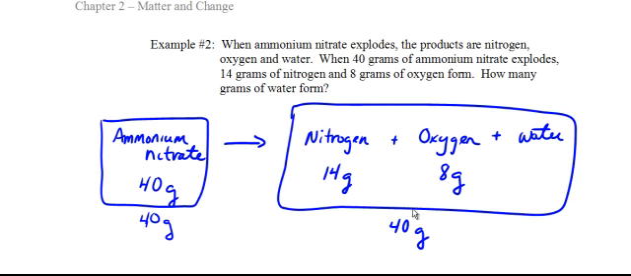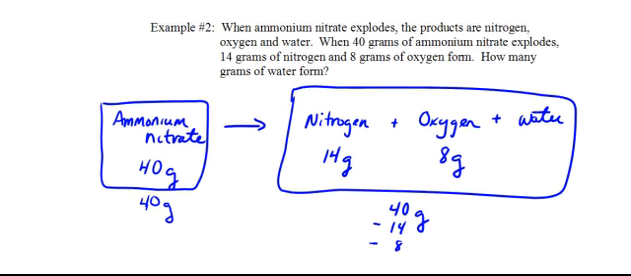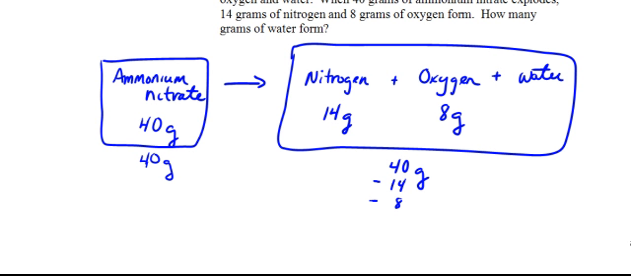So 40 grams total of product are going to be formed. 14 of it's going to be nitrogen and 8 of it's going to be oxygen. So if we subtract the 14 and the 8 grams from our original 40, well, 14 and 8 is 22, so subtract that from 40, you're going to get 18 grams left over. So that means that 18 grams of water must be formed. That's the law of conservation of mass, and that concludes Chapter 2.